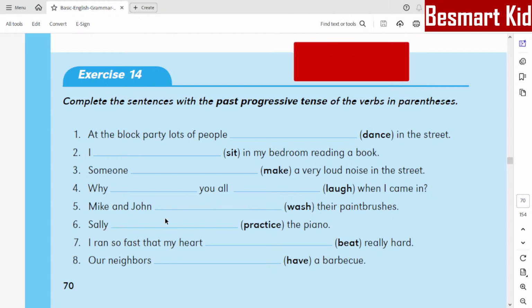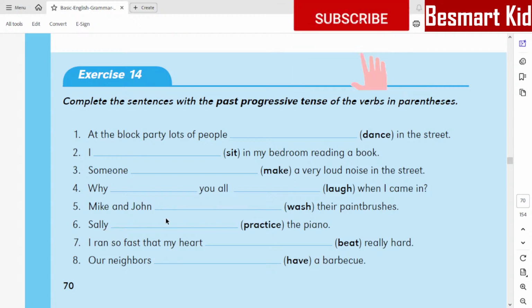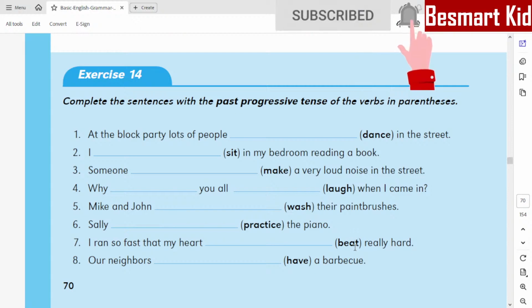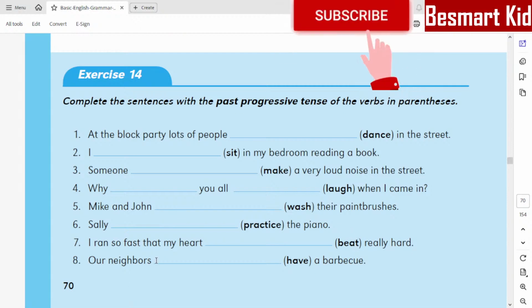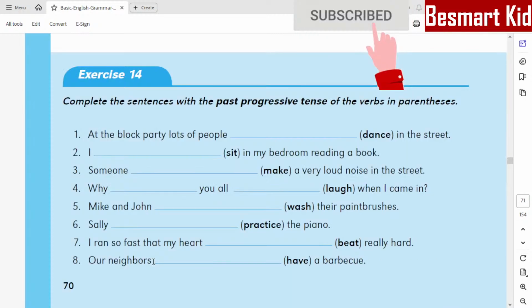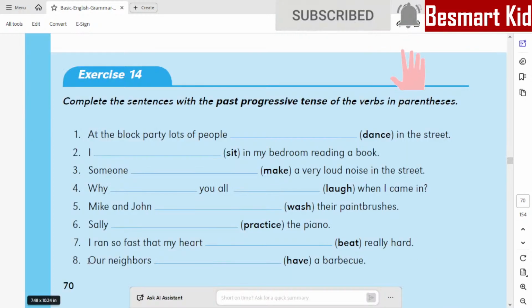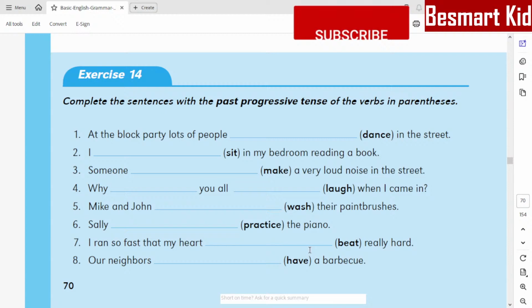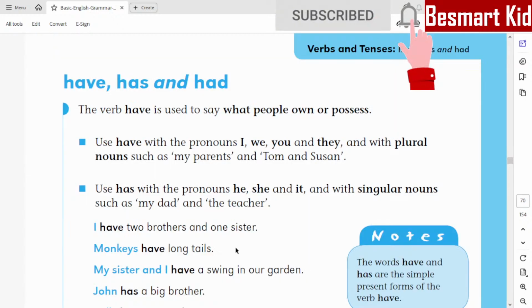Seventh, I ran so fast that my heart ___ really hard. In brackets we have beat. Eighth, our neighbors ___ a barbecue. In brackets we have have.